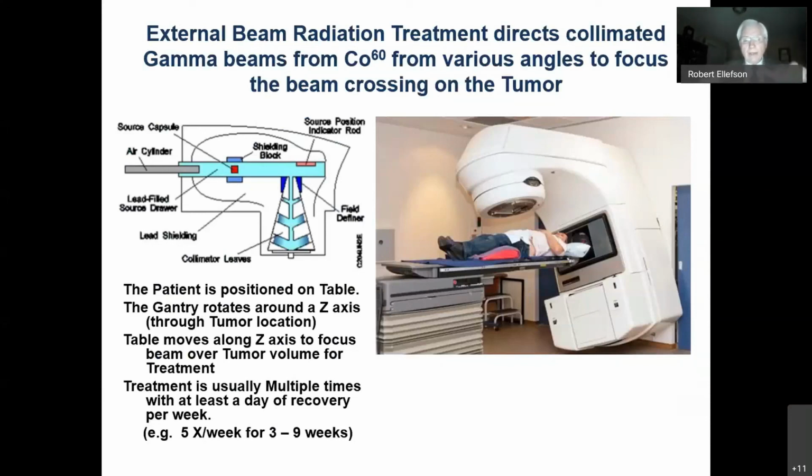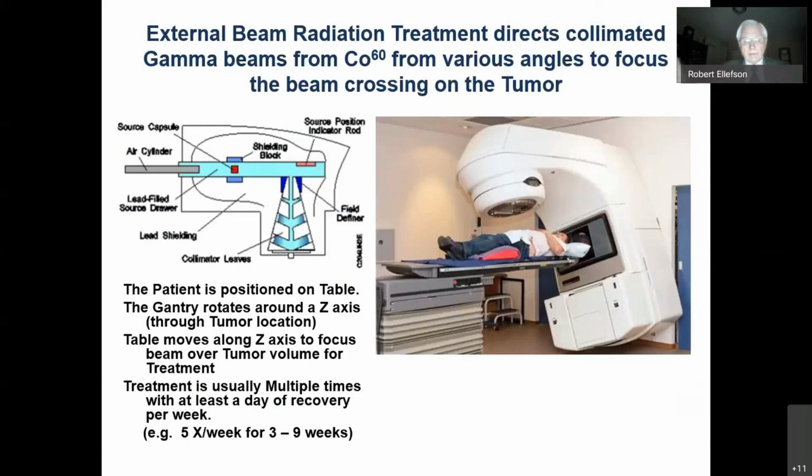So knowing that beam is coming out, not something you will see, you can take this gantry and have that beam enter the body from different points of view, and it's all focused to cross where the tumor is located within the body. So you may have to raise or lower the table in order to have the crossing point be where the tumor is actually located.